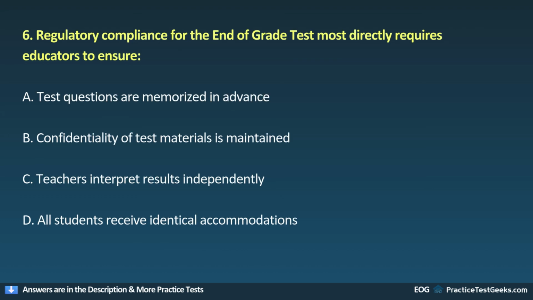6. Regulatory compliance for the end-of-grade test most directly requires educators to ensure: A. Test questions are memorized in advance. B. Confidentiality of test materials is maintained. C. Teachers interpret results independently. D. All students receive identical accommodations.